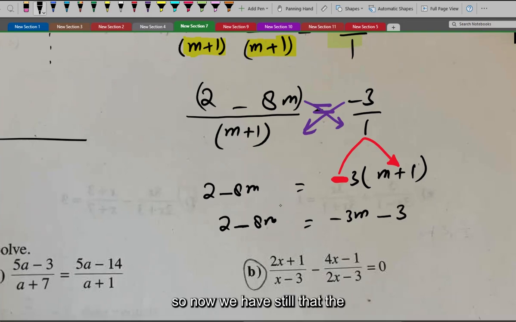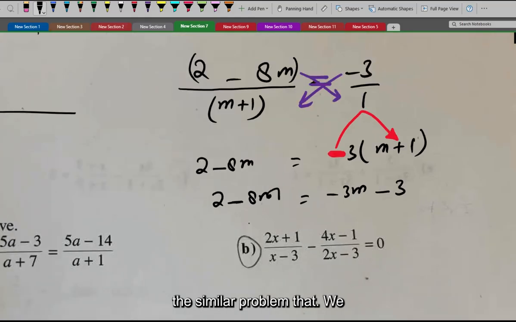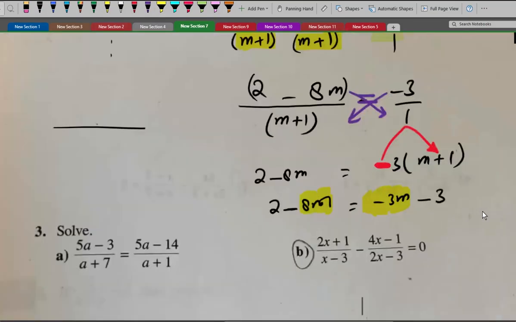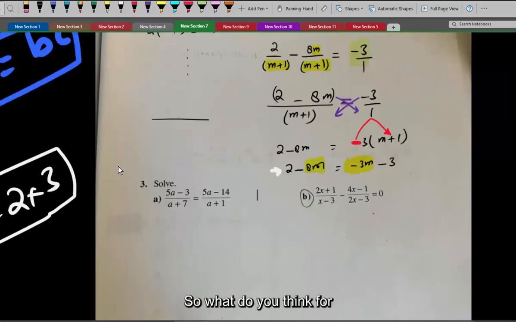Okay. So now we still have a similar problem, that we have mixed terms. So we just need to move all the variables to the left side and all the constants to the other side. What do you think? You can solve them? Yeah, I think so. Okay. So what do you think for 3?